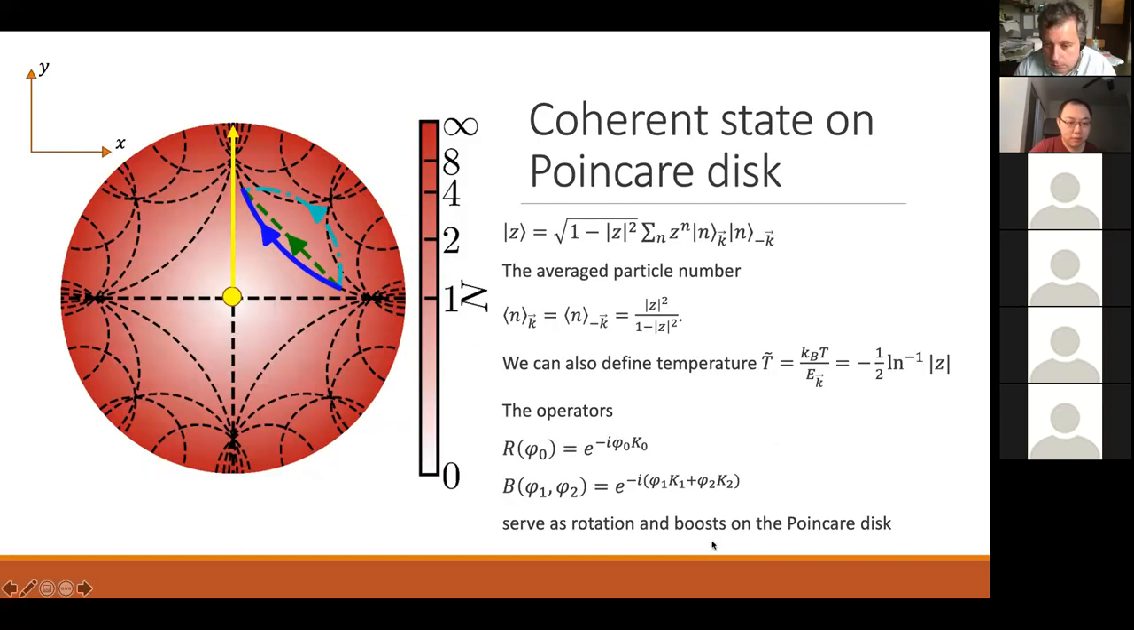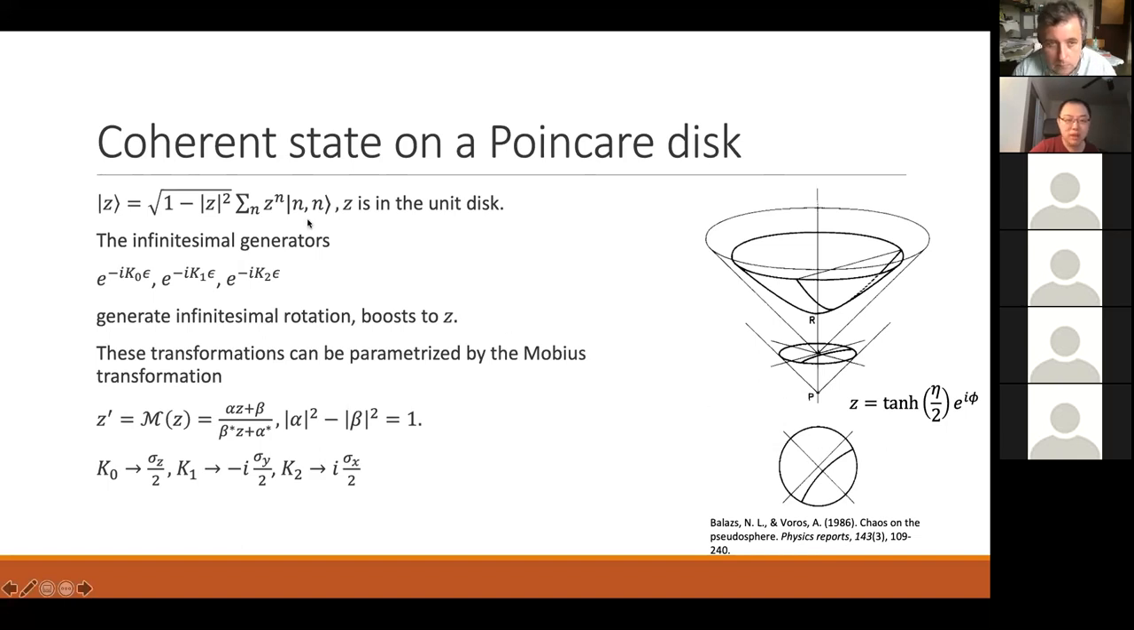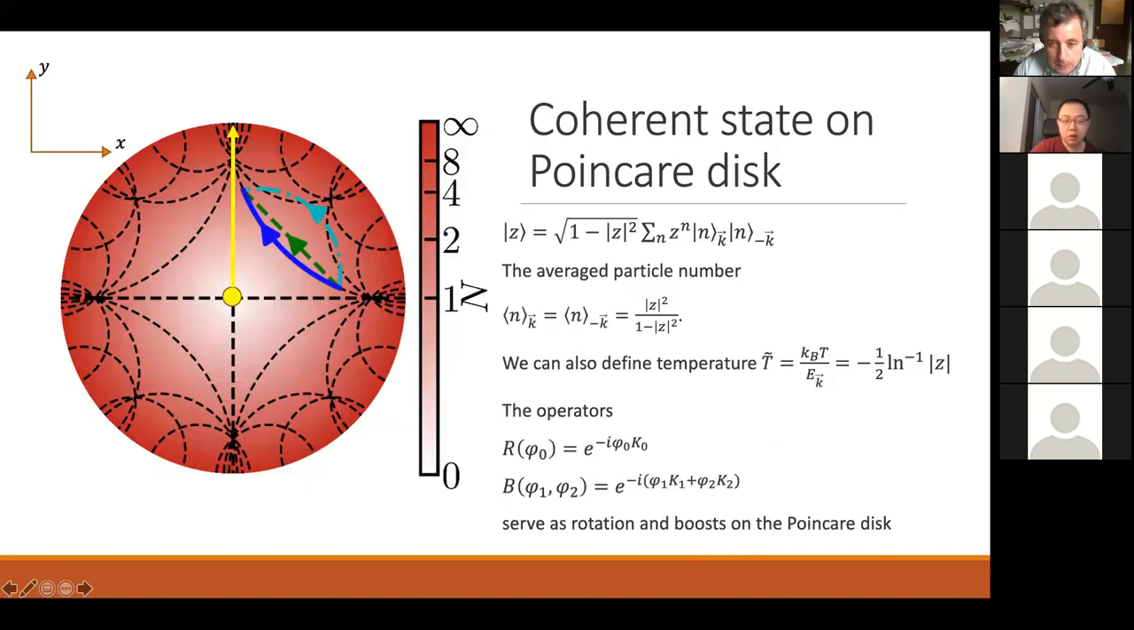So let me continue. Previously we made this parameterization of those coherent states on this Poincaré disk. Then, similar to what we did on the Bloch sphere, we may want to evaluate some physical observables and relate them to the parameterization on this disk. For example, we can correlate the average particle number in those momentum states to the parameter z. So actually, we have the particle number equal to the modulus of z squared divided by one minus the modulus of z squared.